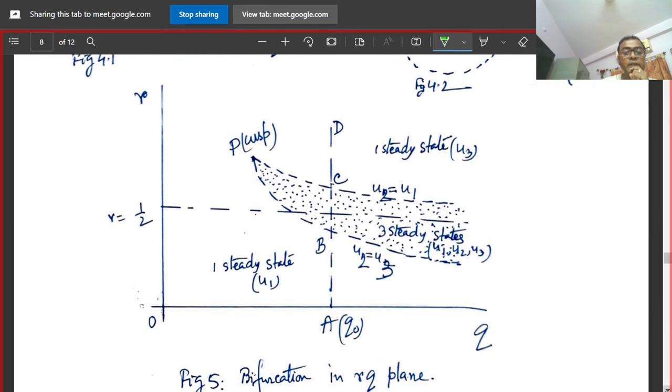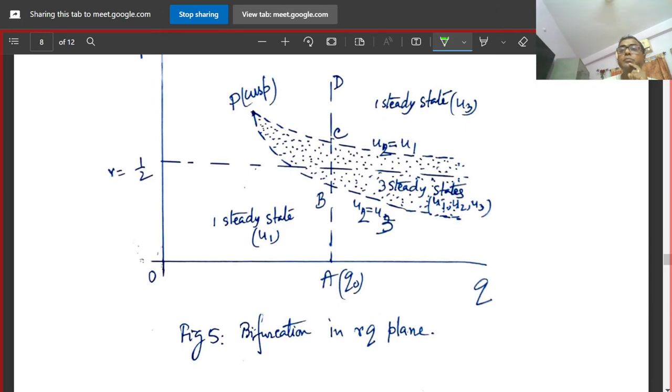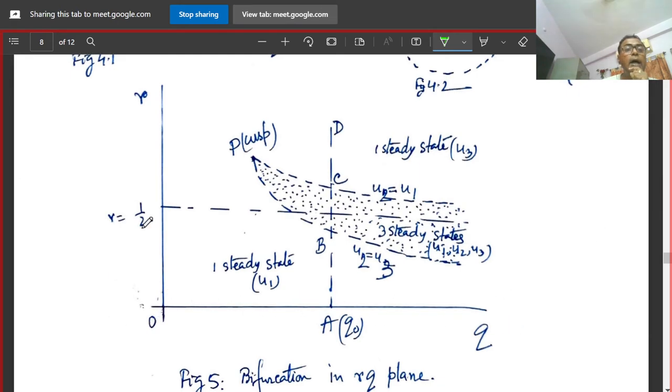So from figure 5, the q parameter is along the horizontal axis and r is the vertical axis, and we get this curve with this point P, this cusp point. If r is equal to half, this straight line, and this vertical straight line is q equals q0, say, a point A. So along the curve A, B, C, D, we get these equilibrium points.